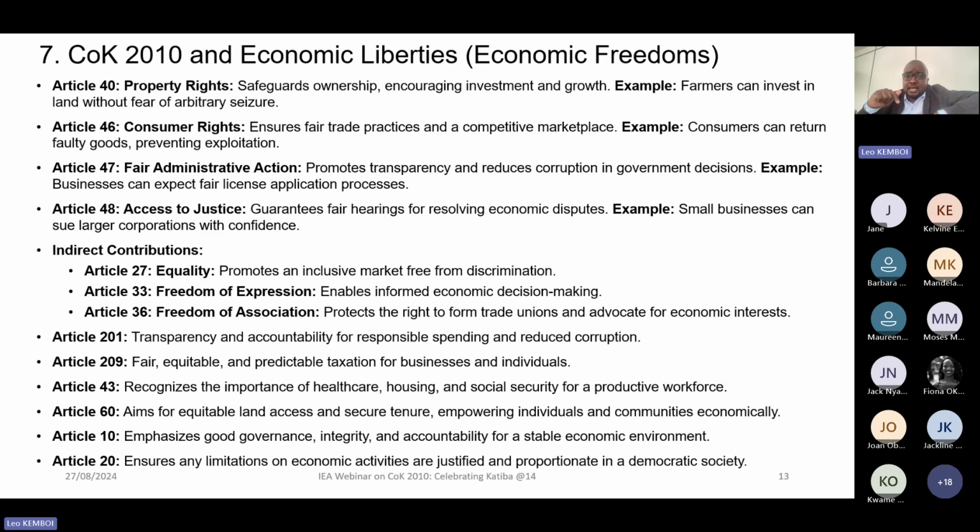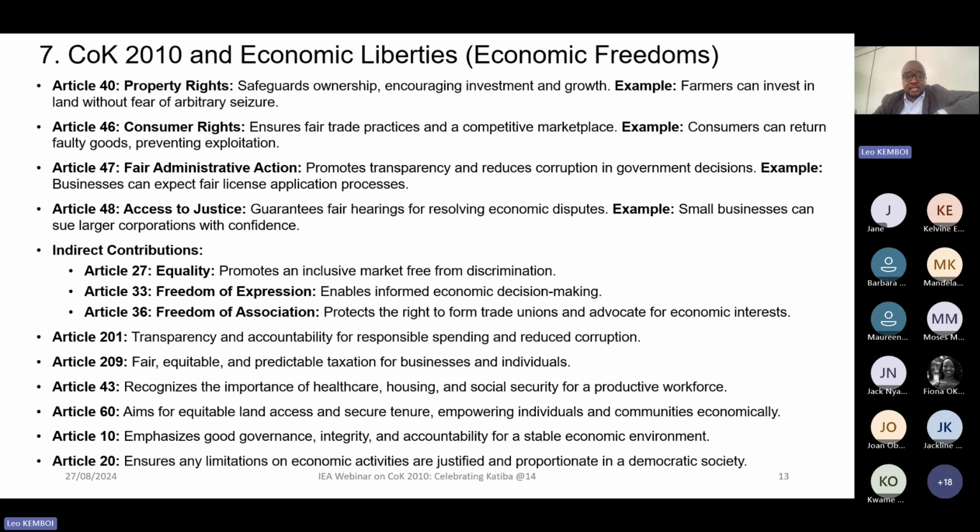Consumer rights. You see fair administrative action. You see access to justice. You see the issues on equality, freedom of expression, freedom of association. You see transparency, proper fiscal management. You see predictable taxation. You see intergenerational equity. You see a lot of these principles that form the basis of enhancing economic freedoms.